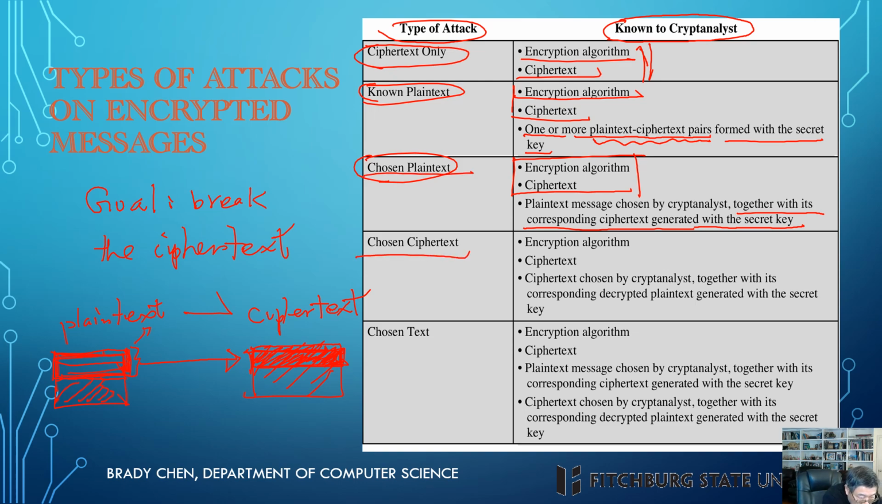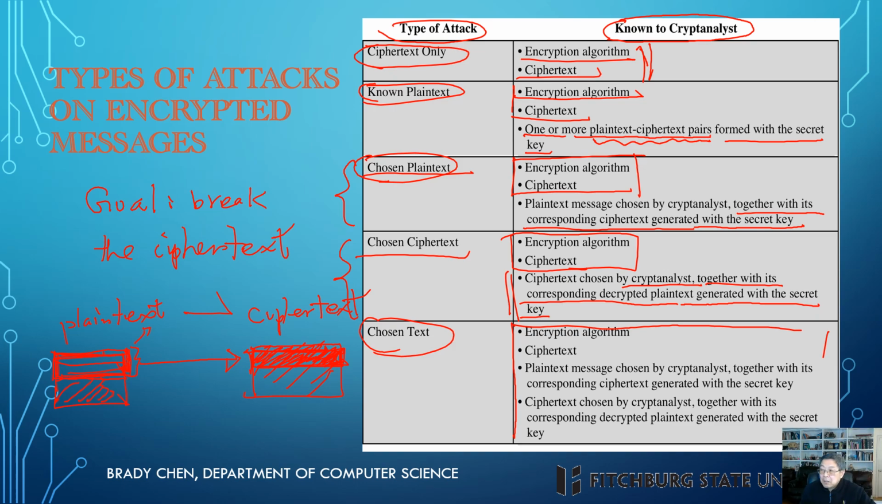Now the chosen ciphertext. In this case, besides the first two conditions, the ciphertext is chosen by the cryptanalyst, together with its corresponding deciphered plain text generated with the secret key, if the attacker has that information. Now the last case is where the attacker has both the chosen plain text and the chosen ciphertext information. So the attacker has more information available, and this is going to make it easier to crack the messages than the very first case. That's the most difficult case.